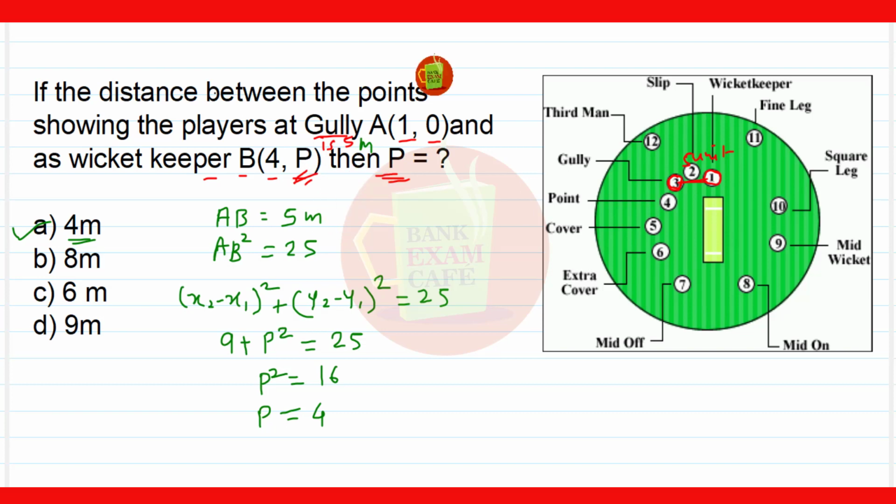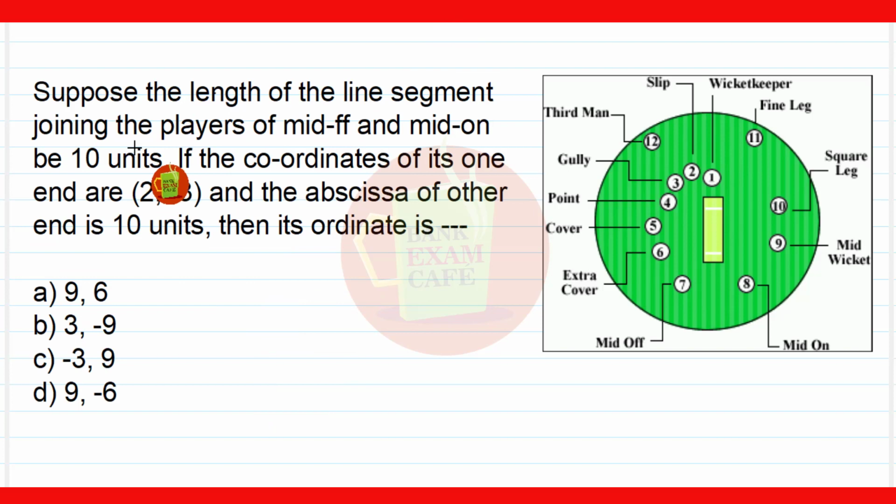Now move to the next question. Suppose the length of the line segment joining the players at mid-off and mid-on positions be 10 units, and if the coordinates of its one end are 2 and minus 3 and the abscissa of the other end is 10 units, then the ordinate is.